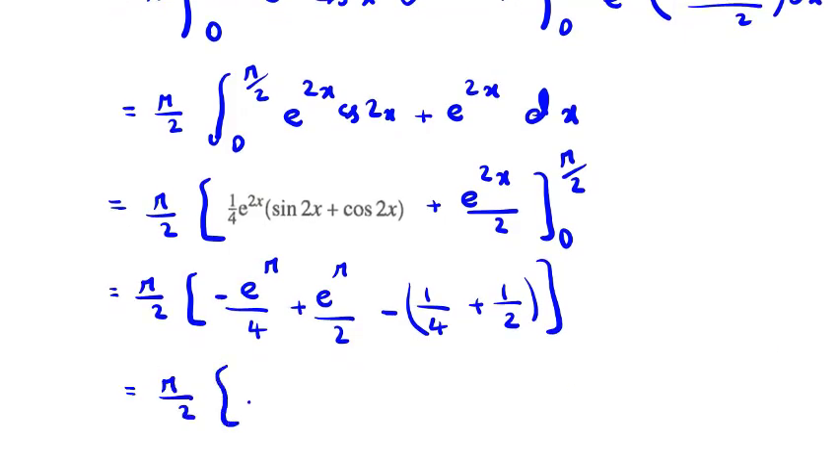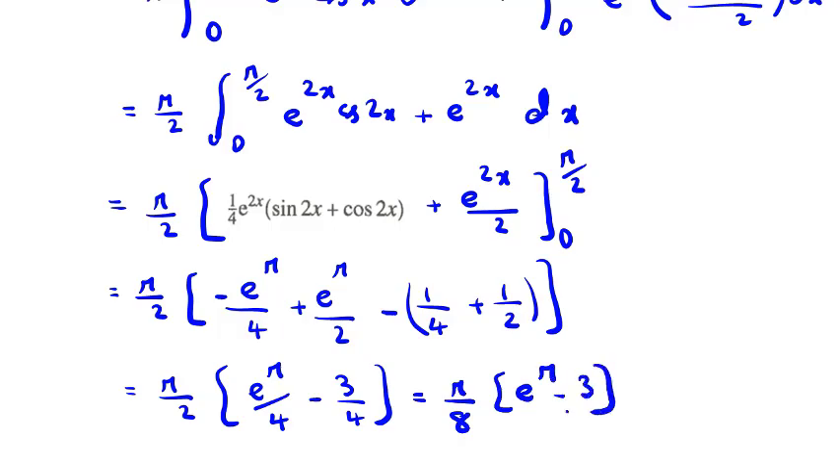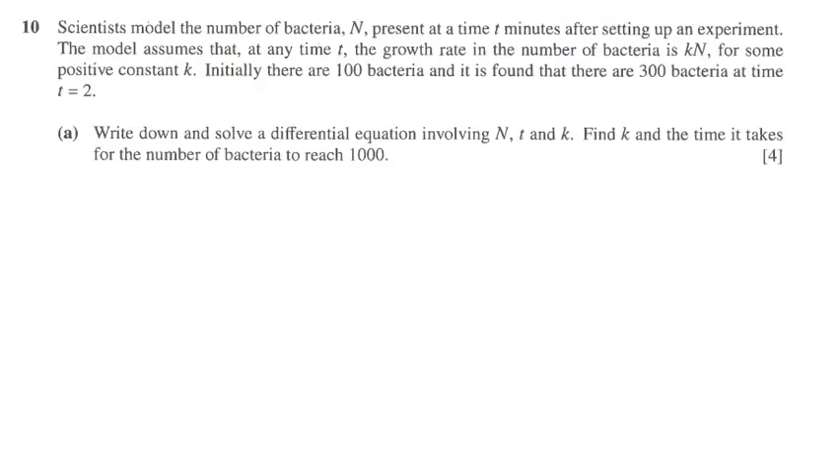We have pi over 2, this minus this will be e pi over 4, and minus 1 over 4, it will be negative 3 over 4. Okay, we can say it is equal to pi over 8 e pi minus 3.